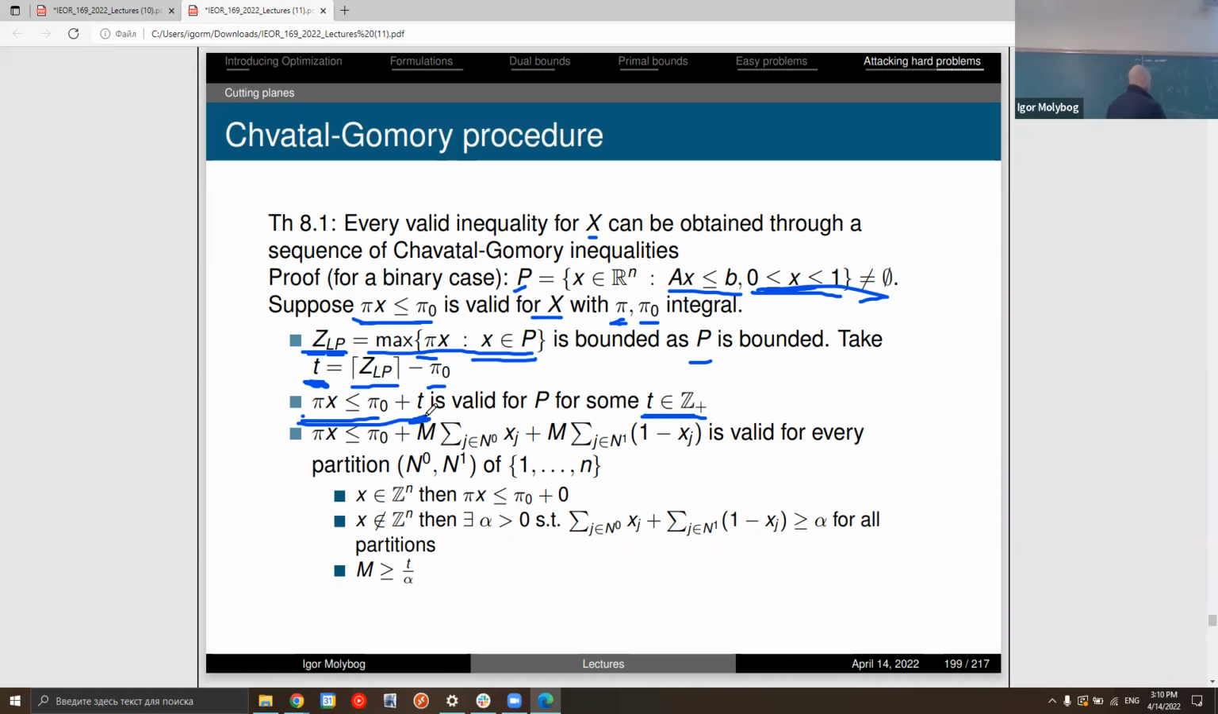So basically, this inequality pi X less than or equal than pi 0 can cut through the set P, but it cannot cut off the points from the set X. Therefore, it's called a valid inequality. Do you see the difference between AX less than or equal than B and pi X less than or equal than pi 0? Yeah. Okay. Because if you don't, then I will explain once again.